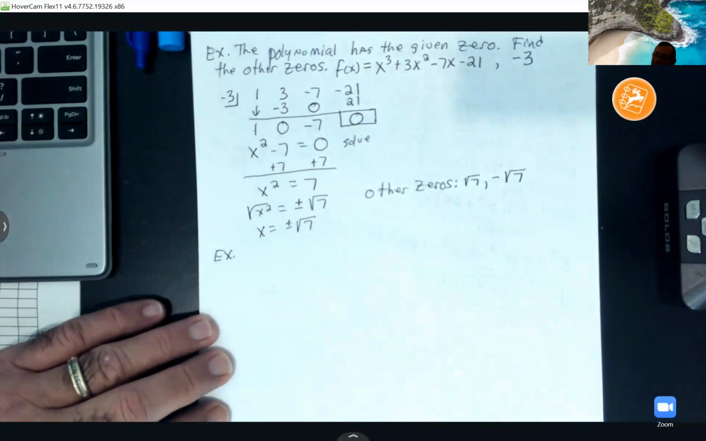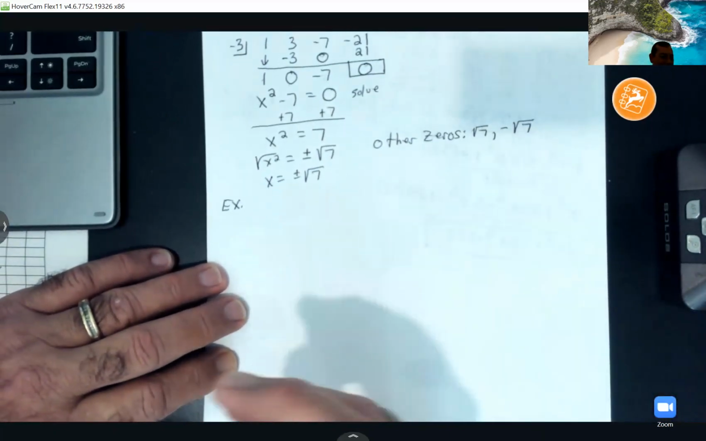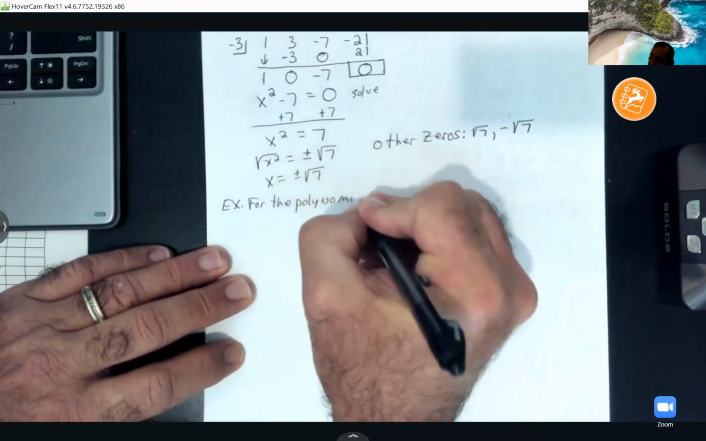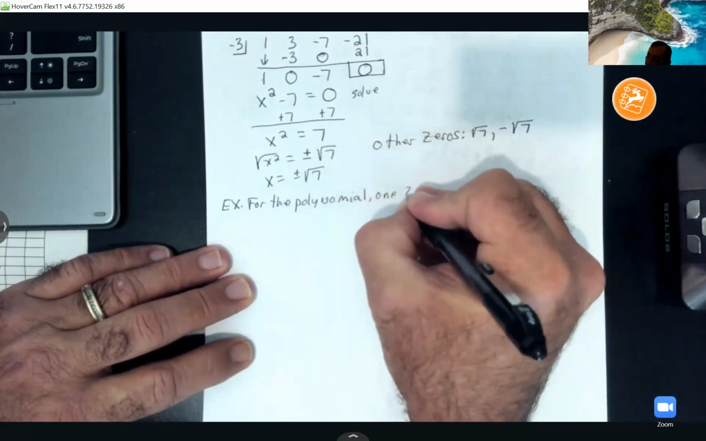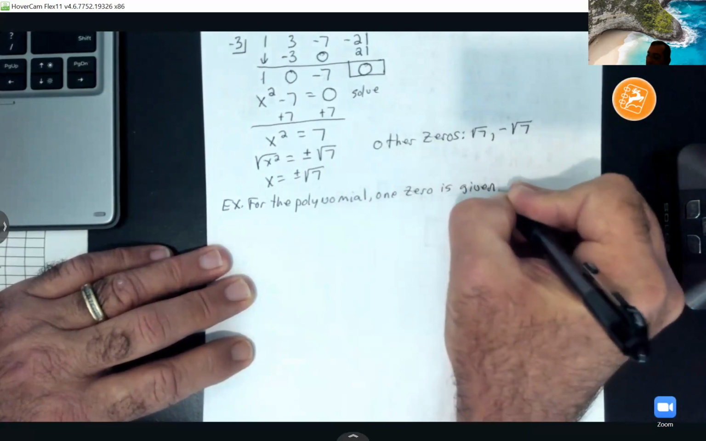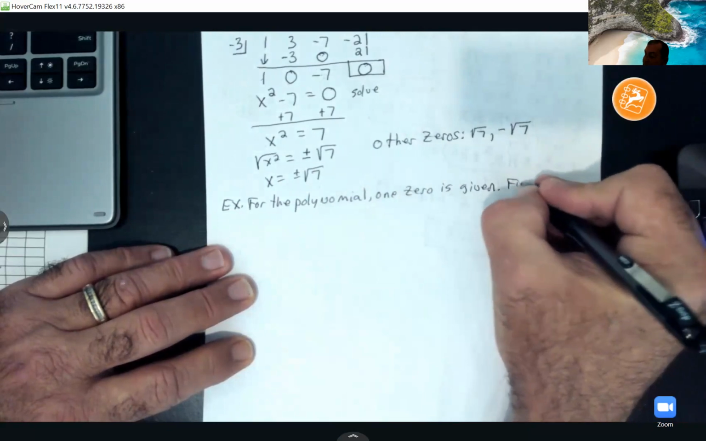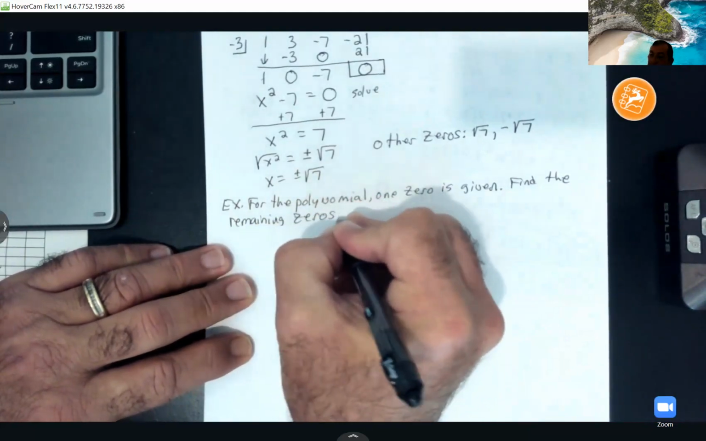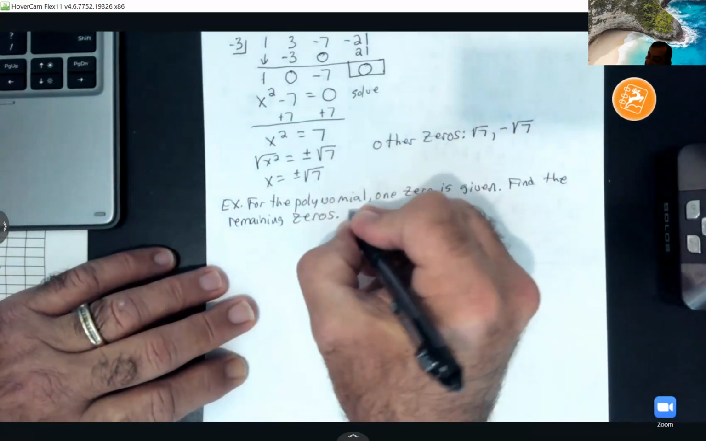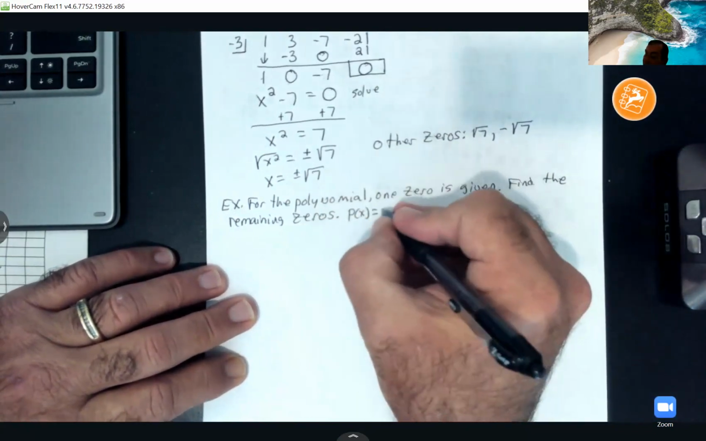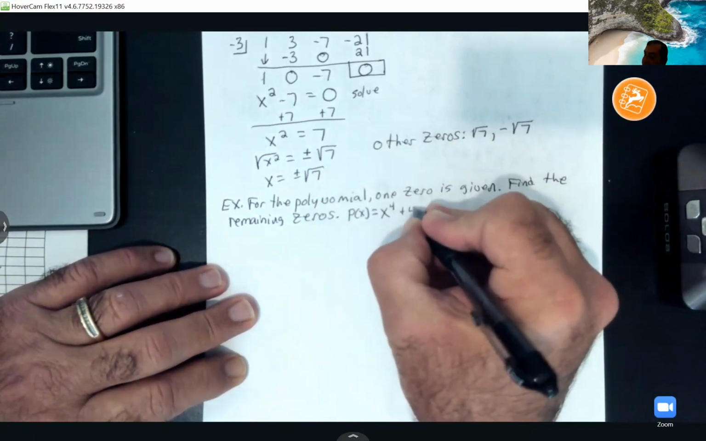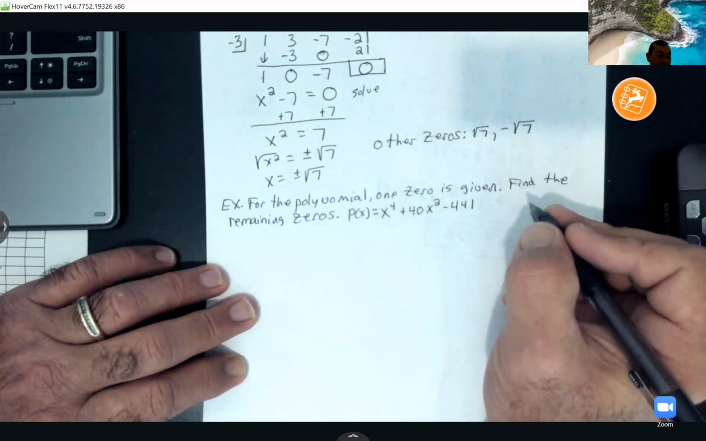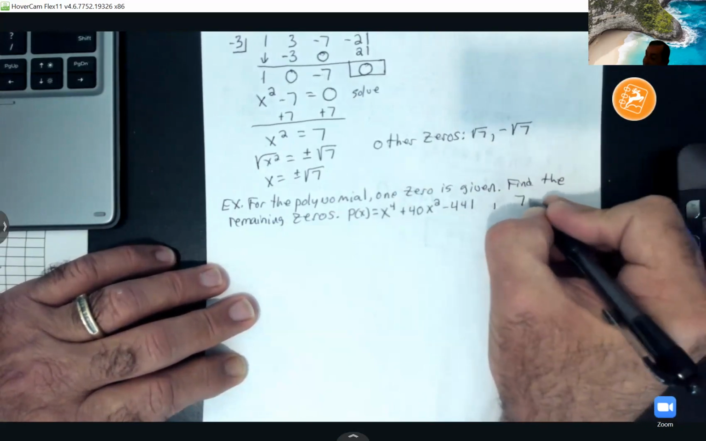All right, so let's see what we do here. This one's going to be fun. So for the polynomial, 7i is given. They say find the remaining zeros. Now my polynomial is P of x equals x to the fourth plus 40x squared minus 441. And y'all, the zero they're giving me is 7i.